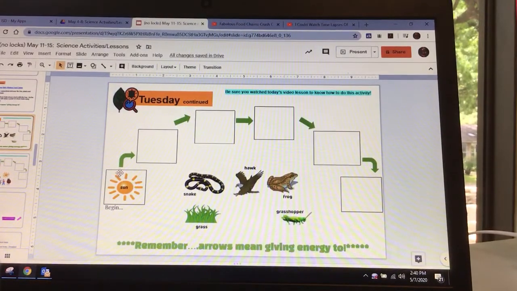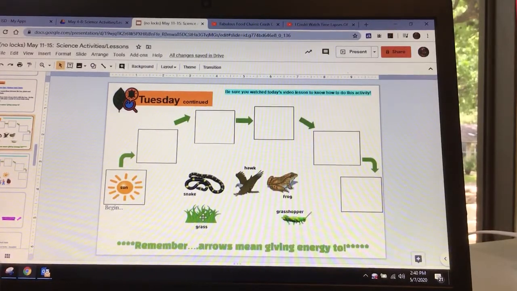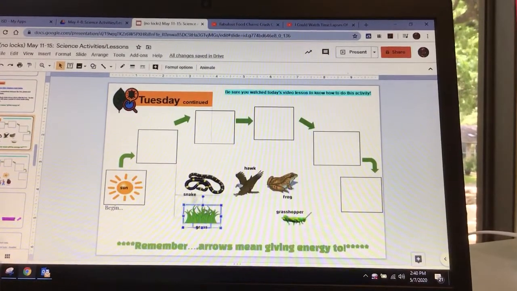Now, the sun gives energy to what? Okay, the sun gives energy to what? That's what this arrow right here is, the sun giving energy to what? Well, in order for the grass to grow, just like the sprouts that we saw a while ago, the sun is giving energy to the grass, okay? The sun is giving energy to the grass. So we're going to move the grass here.